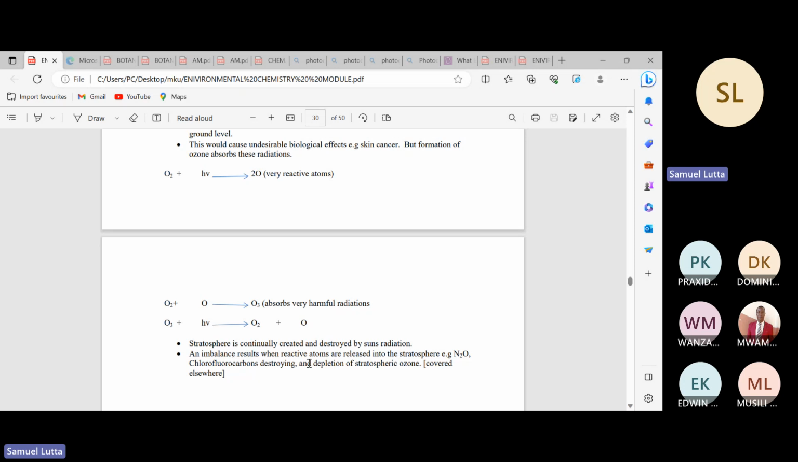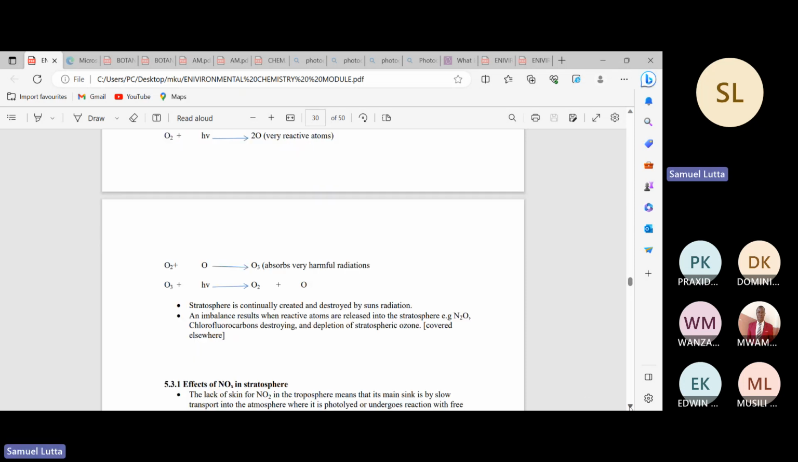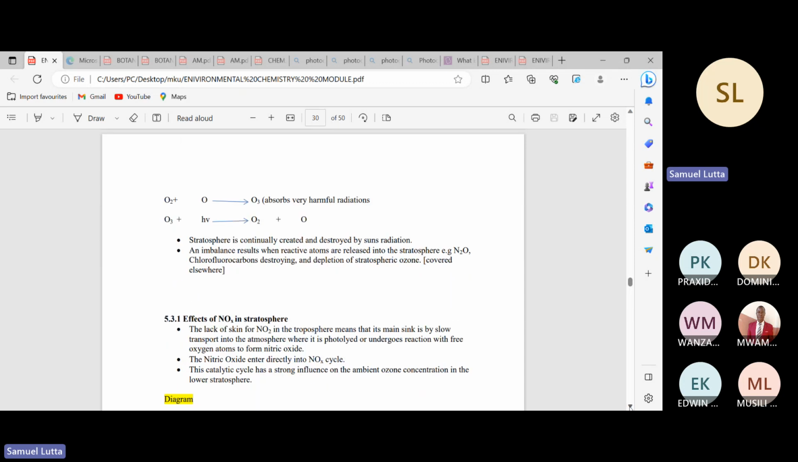So I think we also need to know that we can also have other forms of reactions of this ozone in the atmosphere. I think we'll be looking at them later. And these reactions might involve chlorofluorocarbons. So the chlorofluorocarbons, the NO2, can also deplete this ozone in the atmosphere. I think we'll just show it shortly.